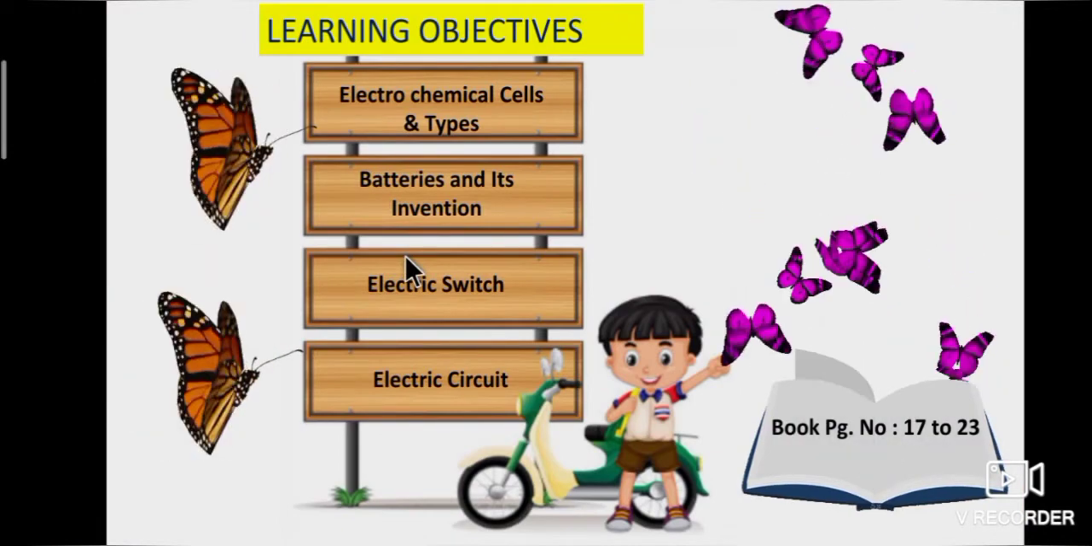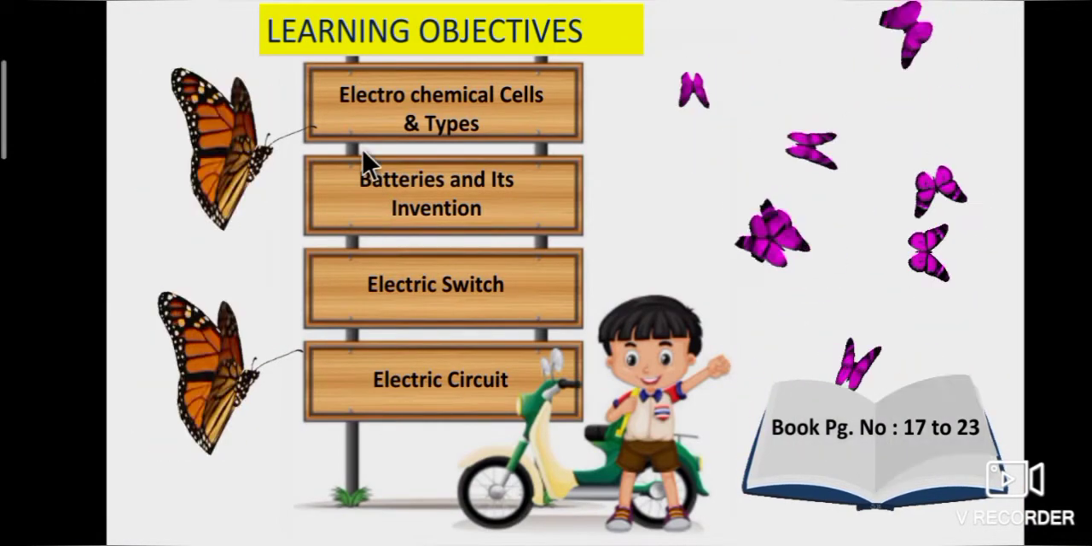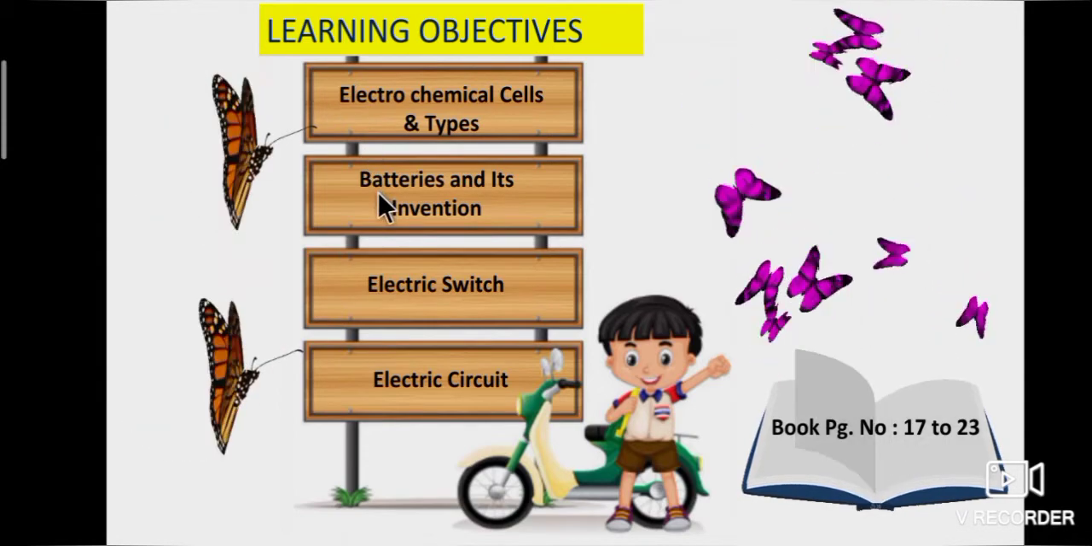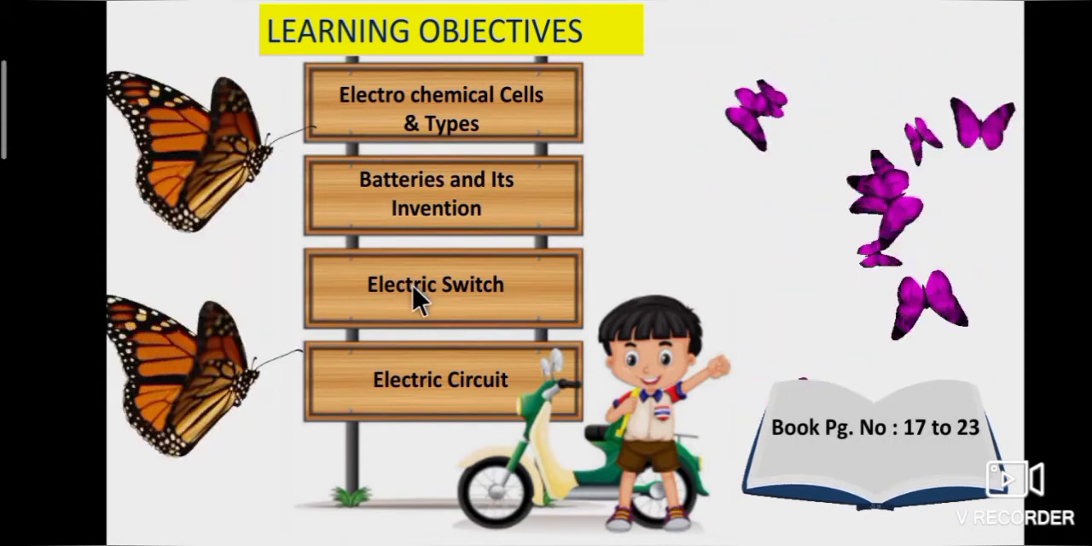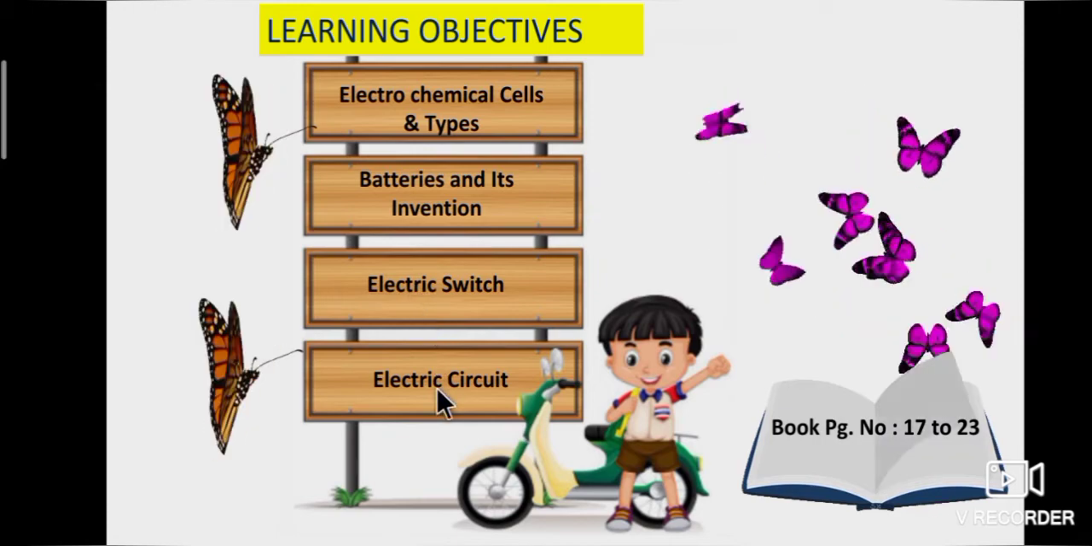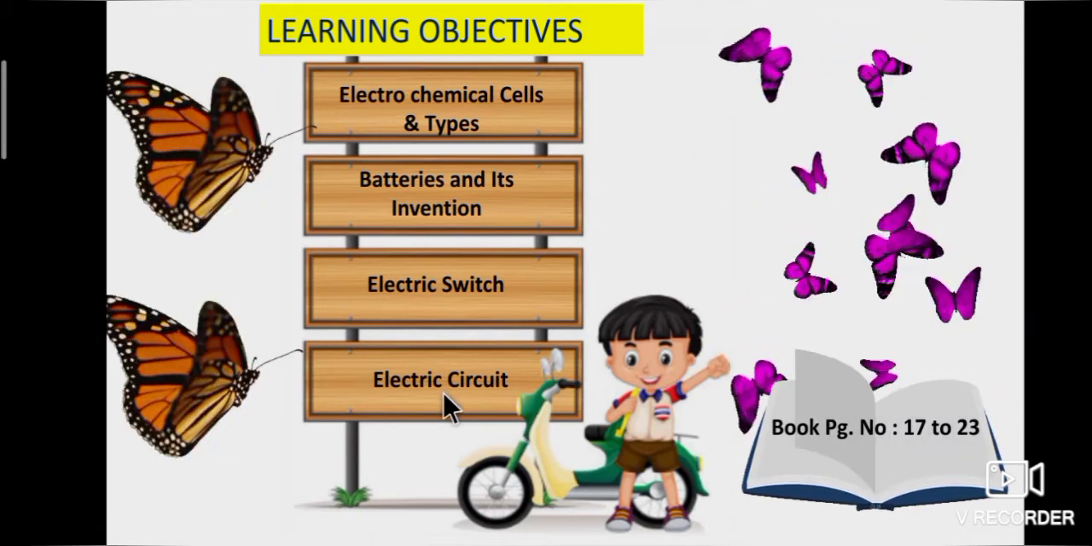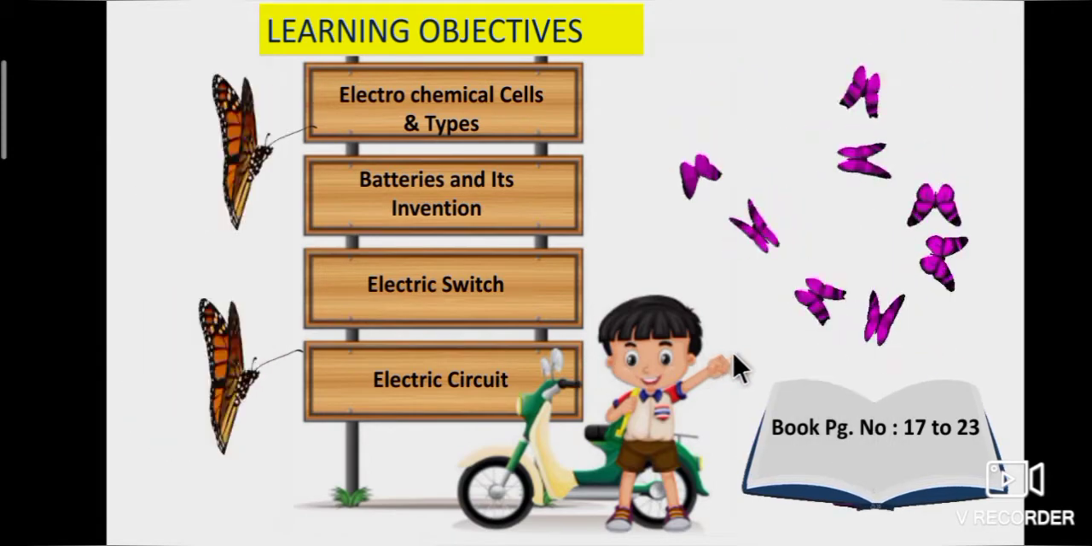Today we are going to learn about electrochemical cells and types, batteries and their invention, electric switch and electric circuit. These topics are covered in the book, page numbers 17 to 23.